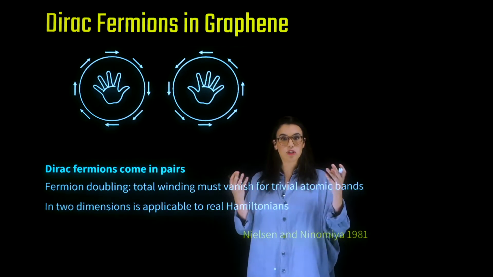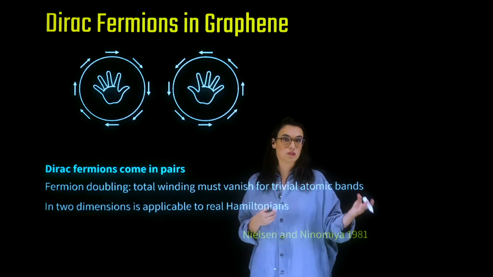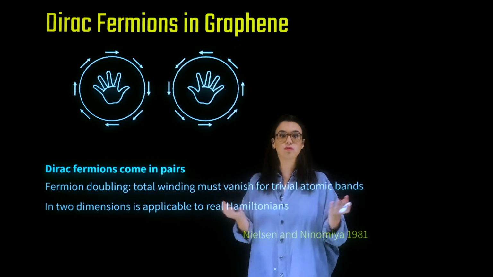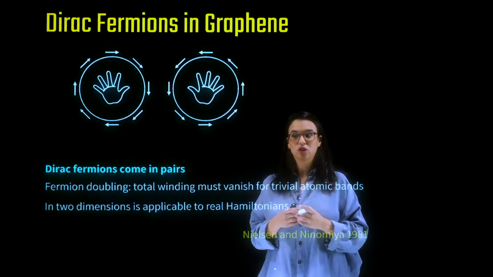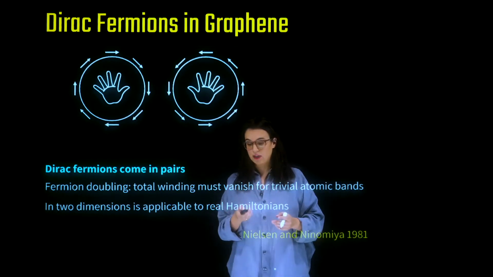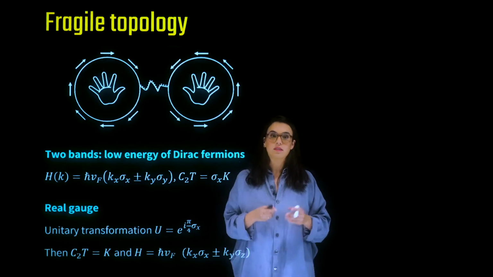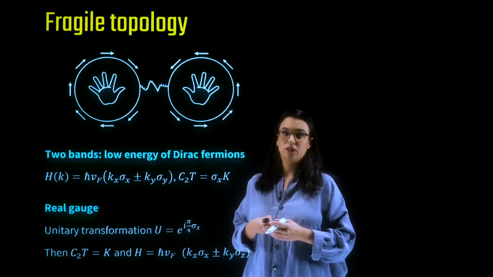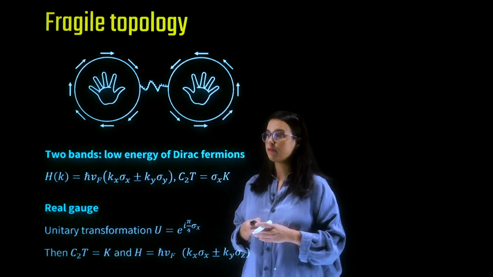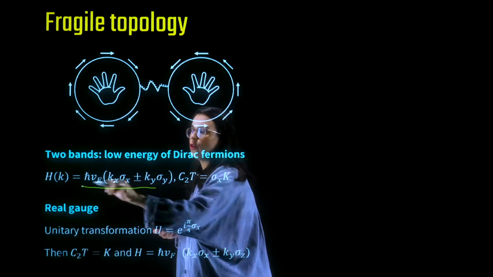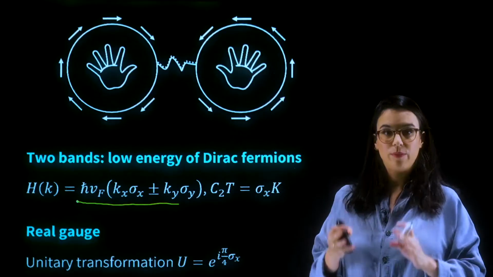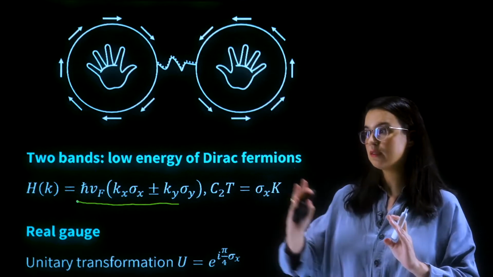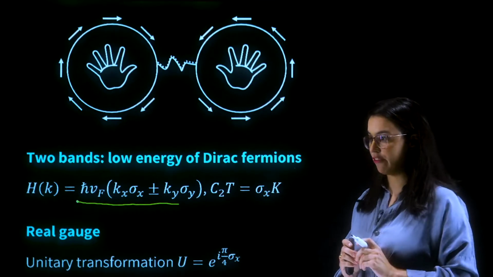Dirac fermions in real symmetric Hamiltonians in two dimensions will always come in pairs, as the total vorticity of the system is always going to vanish. So we can look at this by looking explicitly at the Dirac Hamiltonian around the Dirac points, where we have this form as we have seen before. Remember that we must make sure that we have a compatible basis at the k and the k prime values.